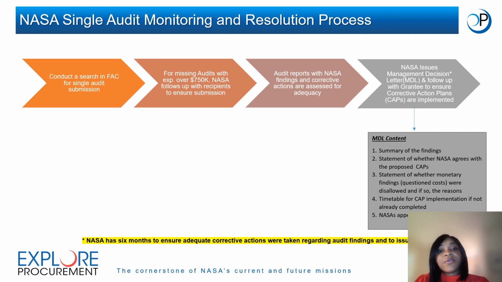All management decision letters that are issued by NASA include a summary of the findings, a statement of whether or not NASA agrees with the proposed corrective action plans, a statement of whether the monetary findings, in this case the questioned costs, were disallowed, and if so, the reasons for that, a timetable for the corrective action plan implementation if it is not already included in the report or completed, and lastly, NASA's appeals process. Per the 2 CFR 200, NASA must issue all MDLs no later than 6 months after the single audit reports are accepted in the Federal Audit Clearinghouse.